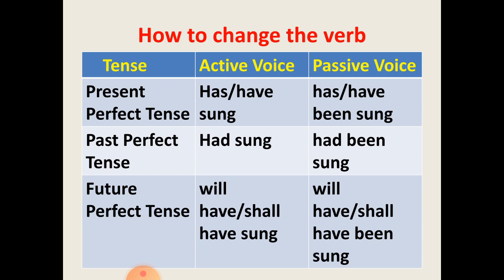Similarly, for past perfect tense, we use had and then the third form. When we change it to passive voice, the change will be had been, B-E-E-N, and then the third form of verb. And in future perfect tense, will have or shall have, and then the third form of verb in active voice. In passive voice, it will be will have been or shall have been, and then the third form of verb.